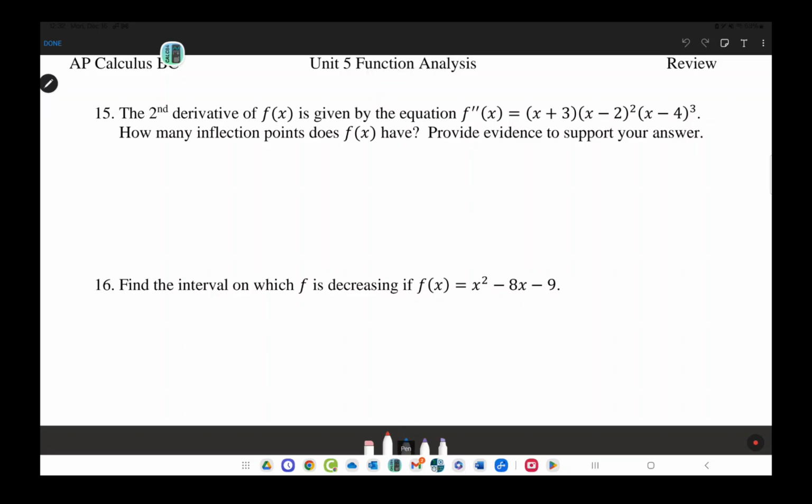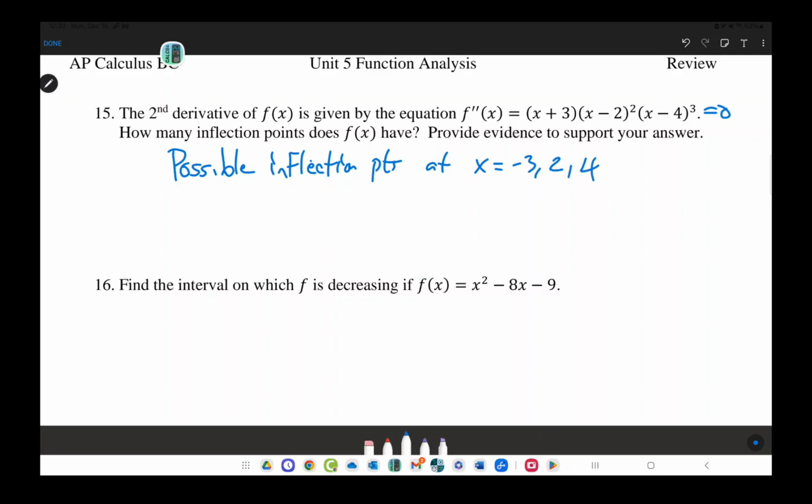So the second derivative of f of x is given by this equation. How many inflection points does it have? Provide evidence to support. So the idea here is the inflection point for the second derivative is equal to 0. They give you all the factors, which is nice. So here, possible inflection points at x equals -3, 2, and 4.